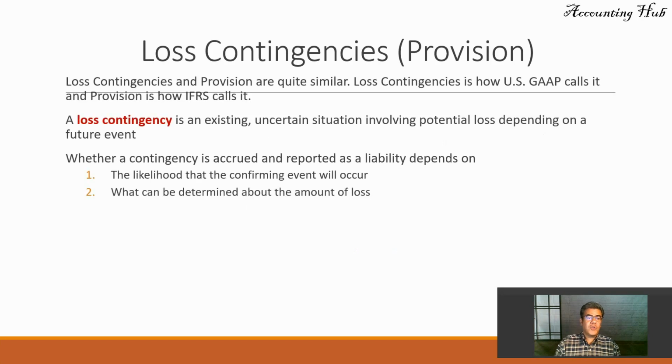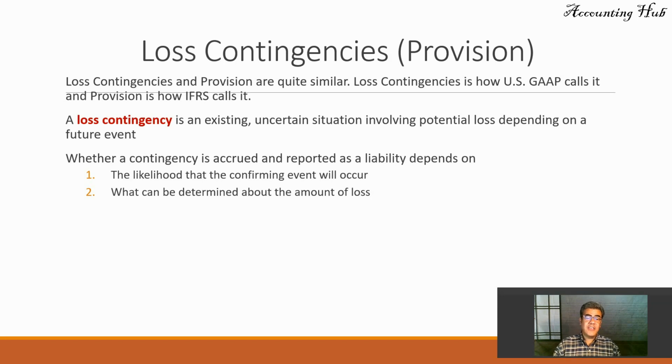So what is loss contingencies and provision? They are quite similar. Loss contingency is how US GAAP calls it, and provision is how IFRS calls it. So from now on, we will call it loss contingency, so it will be easier. If you are not in the US, every time I say loss contingency, you hear provision. A loss contingency is an existing uncertain situation involving potential loss depending on a future event.